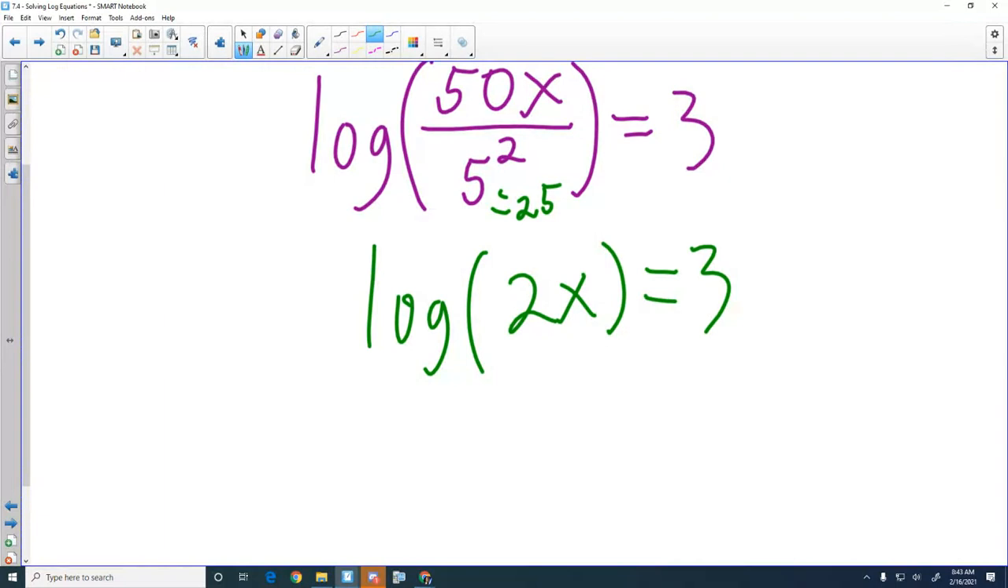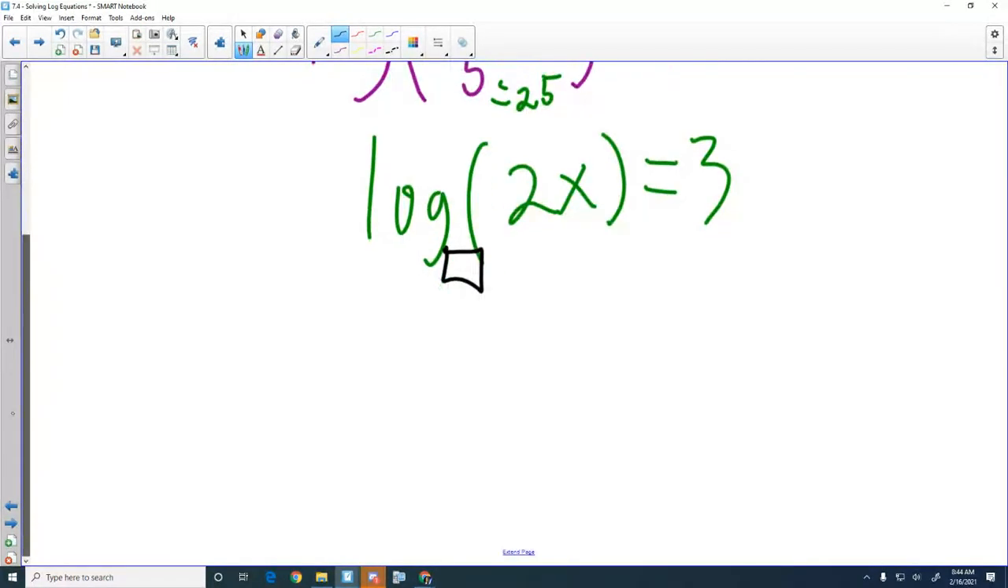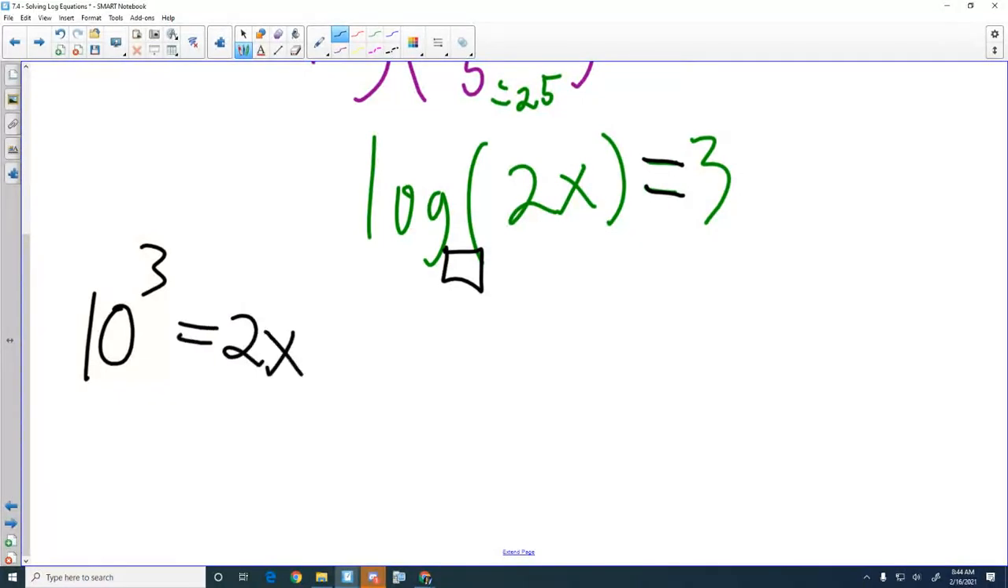So I've got one log on one side. That's great. That was our first step. Our second step is to rewrite it in exponential form. To do that, I start with the base, but there is no base. There's no subscript here. It just says log. So what do we use for a base in this case? A 10, correct, right? This is the common log, base of 10. So we'd rewrite this with a base of 10. My exponent is 3 because logs equal exponents, and this log equals 3. Therefore, 3 is the exponent. So 10 to the third equals 2x.